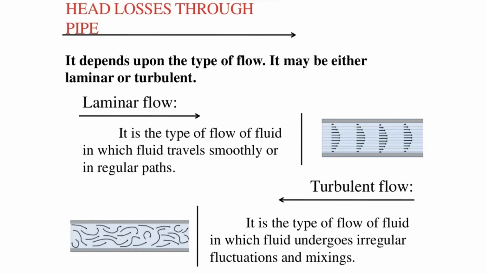Okay. So I am talking about laminar, turbulent and transition flow, students. We are going to understand each and every term. Basically, for these types of flow, when water goes inside the pipe under pressure, what will be its losses? We are going to understand this.